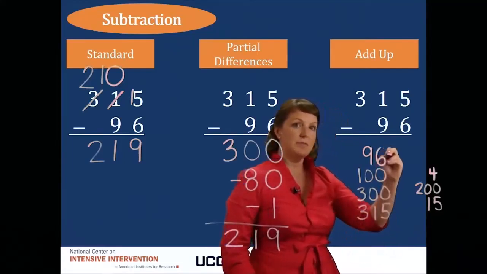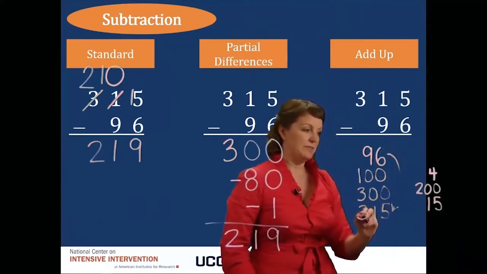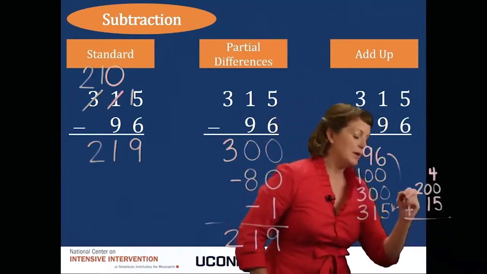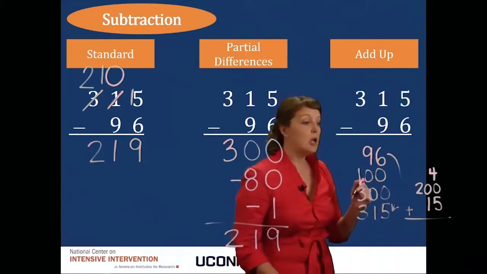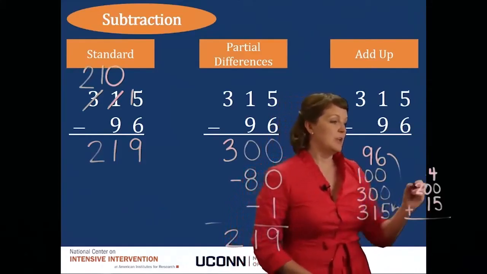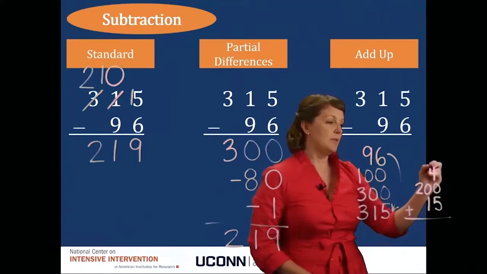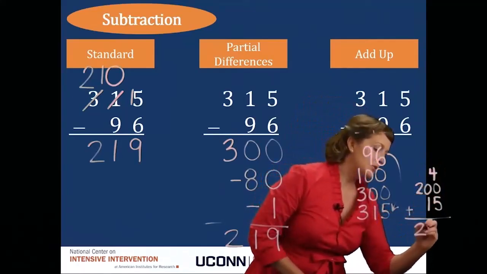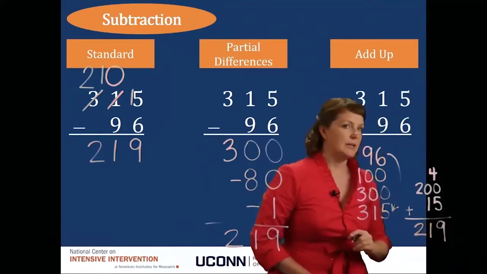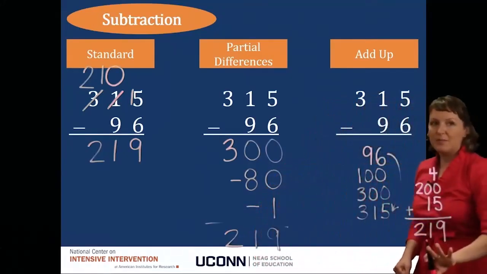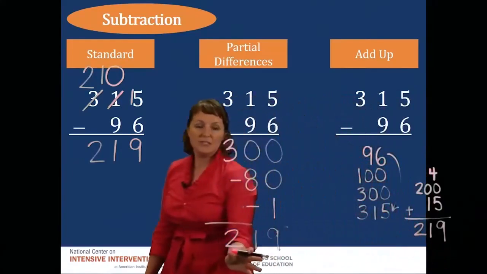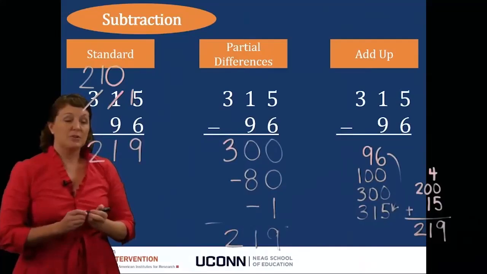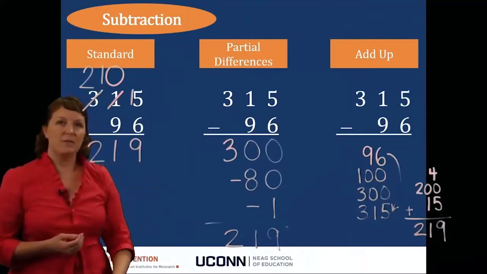So look, I've moved from 96 all the way to 315. So now I'm going to move over here to figure out what jumps I made on my number line in order to figure out the difference. So I am going to add 200 plus 4, that's 204, plus 15 would be 219. And look there, these have the same answer with the add up strategy as the partial differences strategy as the traditional algorithm. So there's 3 different ways that students can think about subtraction.